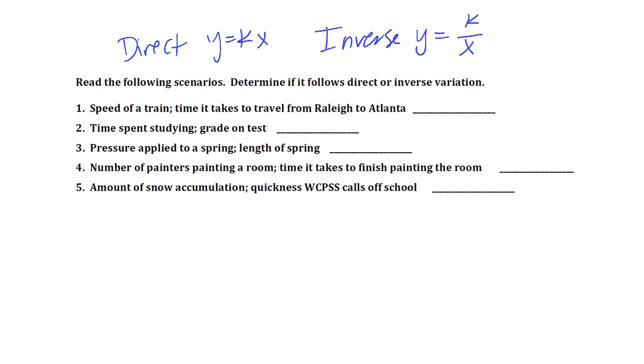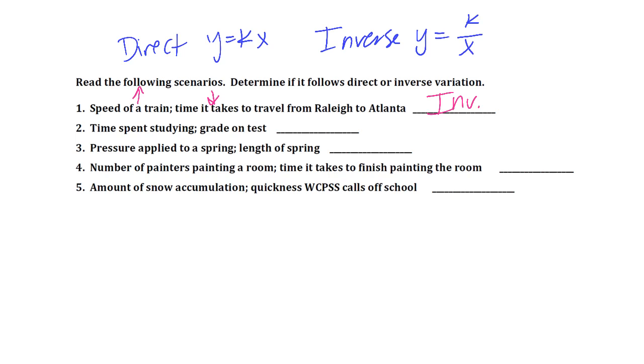All right, so we're going to read these scenarios. We're going to determine which one it is, direct or inverse. So the speed of a train and the time it takes to travel from Raleigh to Atlanta. So we're going to think of this as increasing. So if the speed of the train increases, what happens with the time? The faster you go, the shorter amount of time it's going to take to get there. So then that is inverse variation.